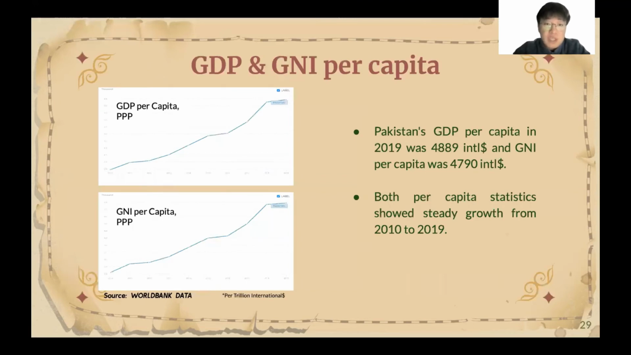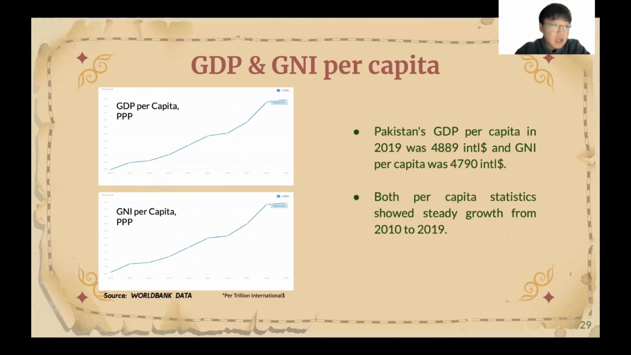So for the GDP and GNI per capita, Pakistan's GDP per capita in 2019 was 4,889 international dollars, and the GNI per capita was 4,790 international dollars. Both per capita statistics show steady growth from 2010 to 2019. The growth rate was very flat between 2012 and 2018, and slowed down between 2015 and 2016, but resumed at a steady growth rate after 2016.